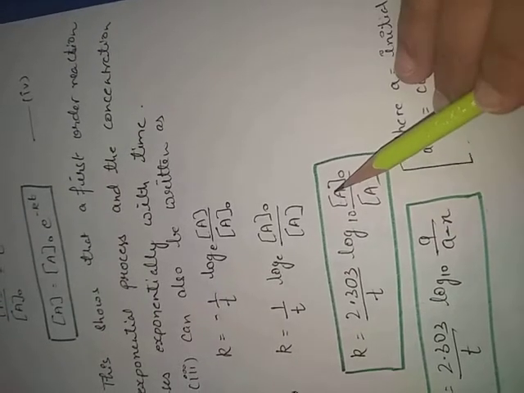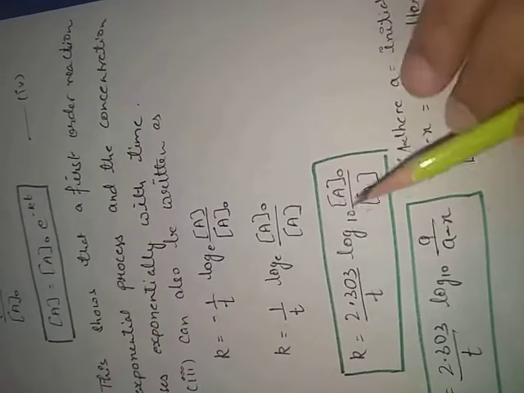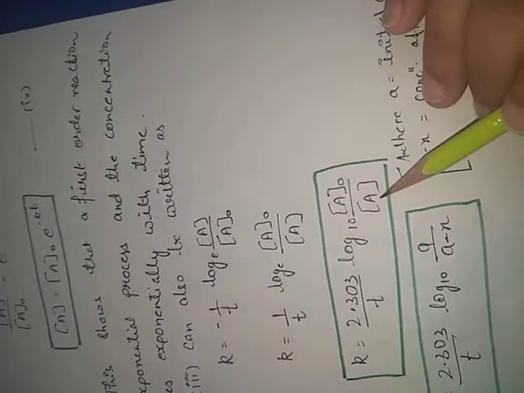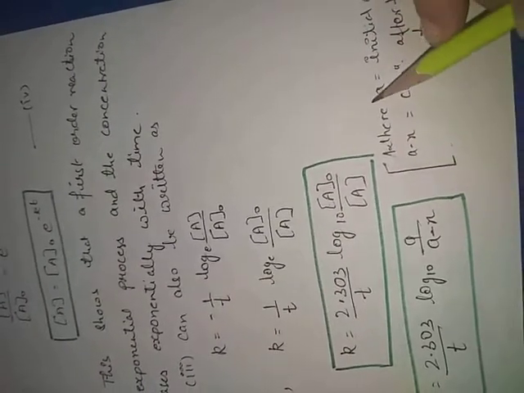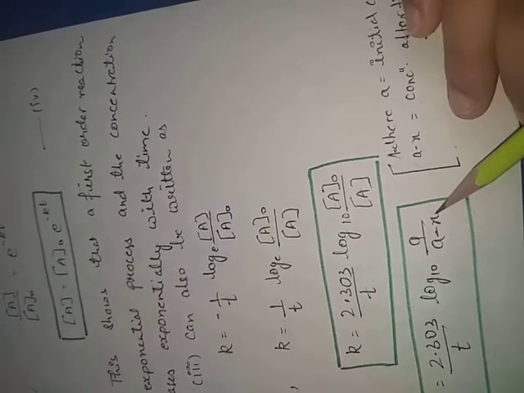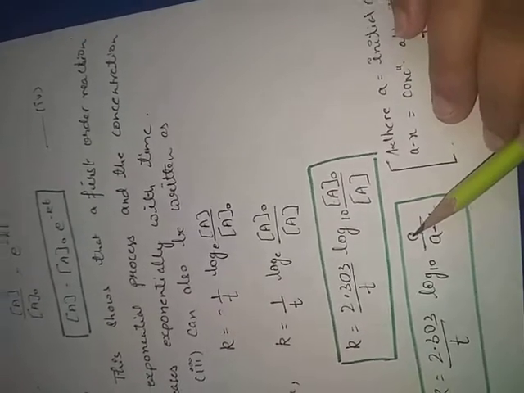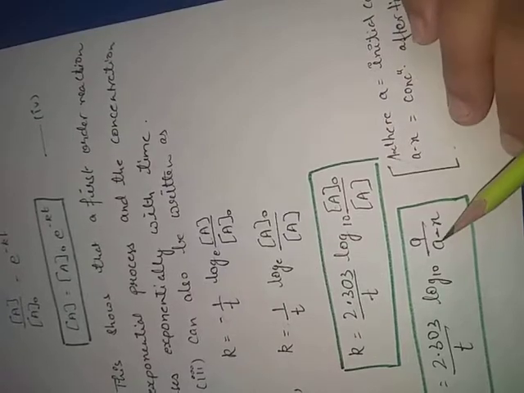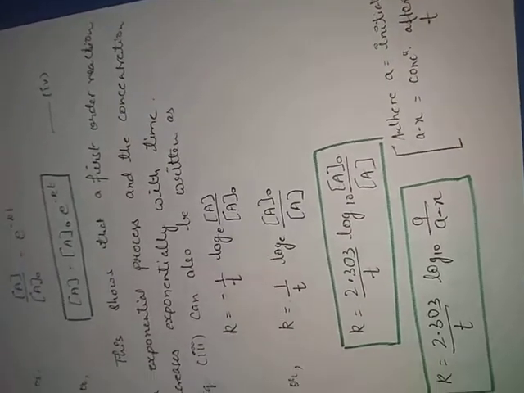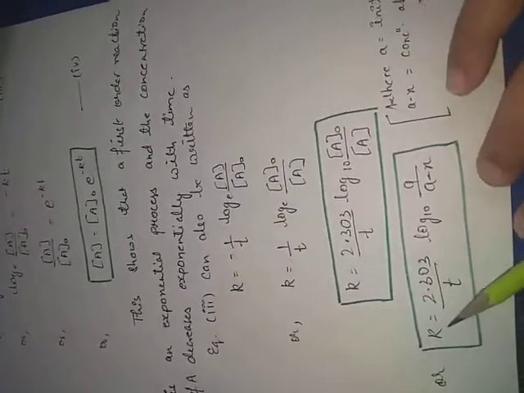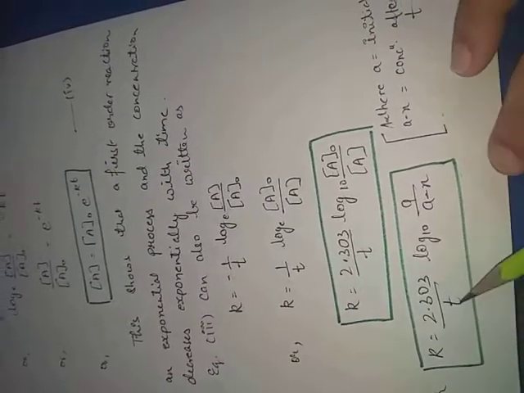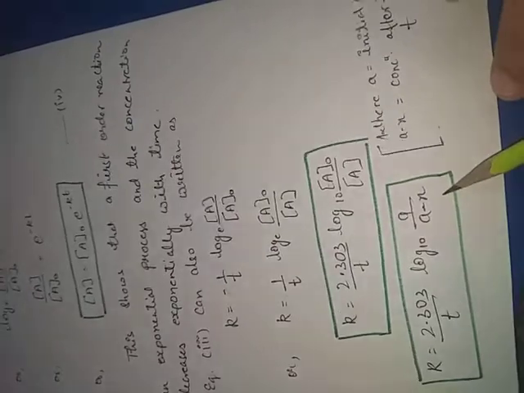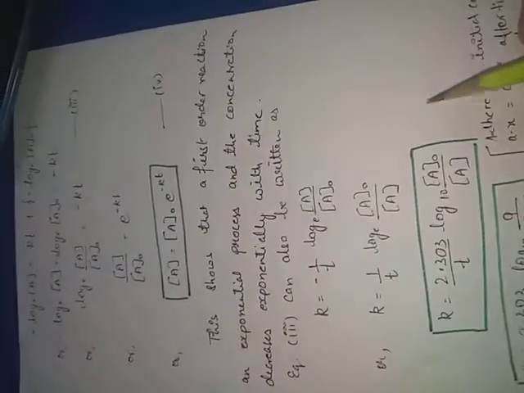A is the initial concentration where no reaction has taken place, and this A minus X is where X moles have reacted. It will become A upon A minus X. Suppose this is 100 and 25% of the reaction is completed, it will become 100 minus 25, like that. So the formula for the rate constant K is equal to 2.303 upon t log base 10 A upon A minus X.